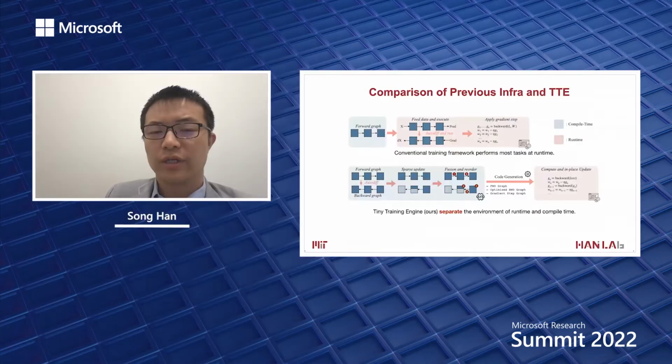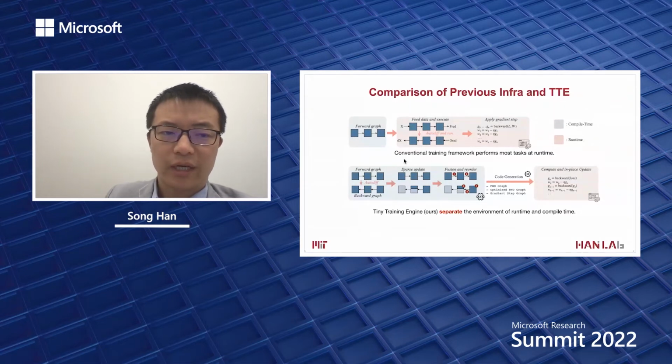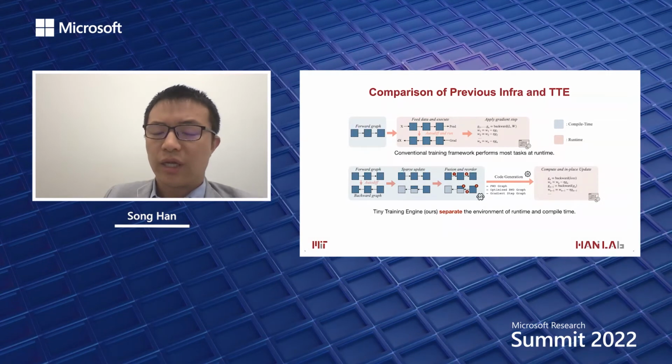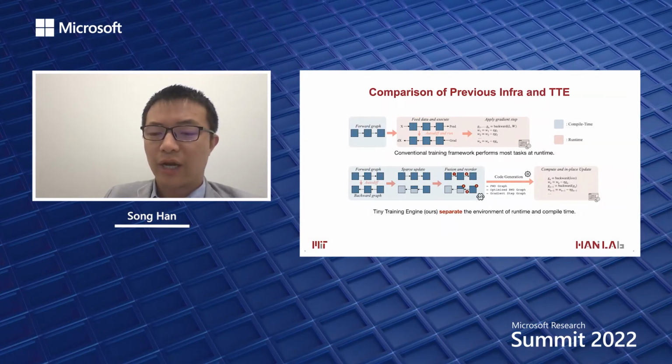All right, so this is a high-level comparison of previous training infrastructure versus the Tiny Training Engine, the TTE. Conventionally, a lot of the stuff happens at runtime, in red. Only the forward graph is computed at compile time, while the backward graph and everything else happens at runtime. But now we push a lot of stuff to compile time, and the runtime becomes very lightweight, also enabling sparse tensor and sparse layer update.